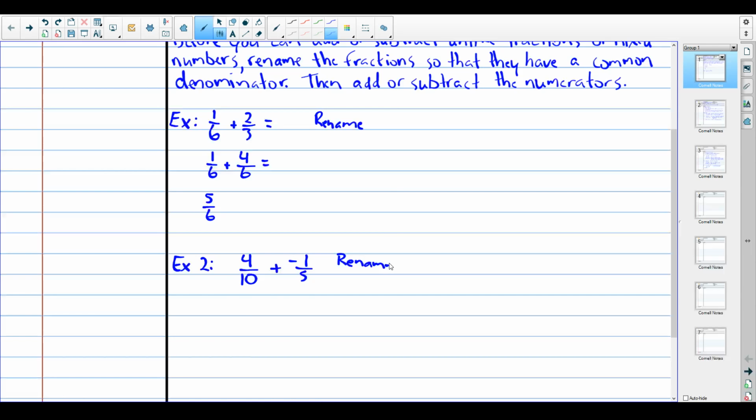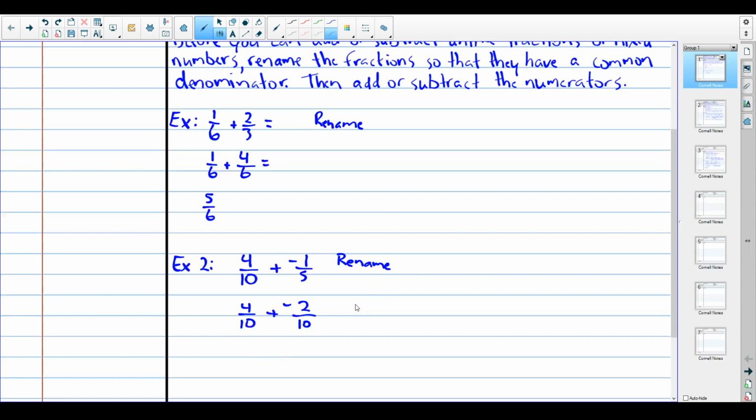And Miss Geyer did this a little bit differently, but I'm inclined to do whatever she told me to. So I'm going to say 10 is our common denominator. So 4/10 will stay the same, but negative 1/5 will become negative 2/10. Right? So we're adding, but we have one positive and one negative. So different signs we subtract.